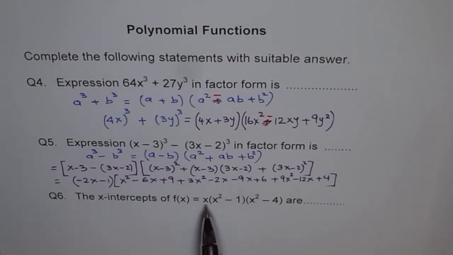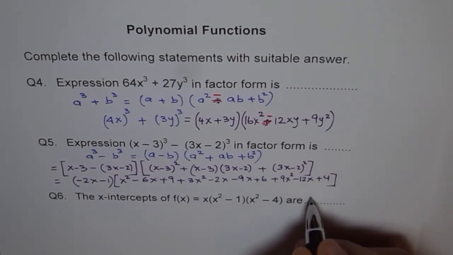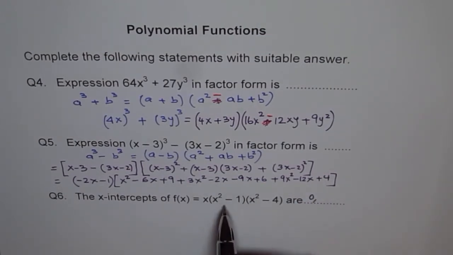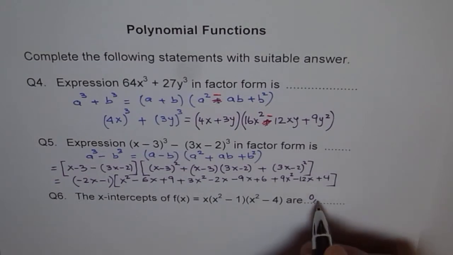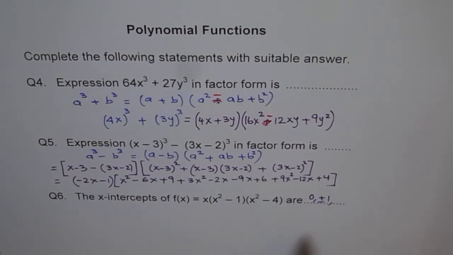Now if I say all this is equal to 0, those are our x-intercepts in this particular case also, right? Then each factor should be 0 to make the whole thing 0. So the possible answers are, when is this 0? This is 0 when x is equal to 0, so 0 is first answer. When is this factor 0? This factor is 0 when x is equal to plus minus 1. So we get plus minus 1. So 2 answers here.